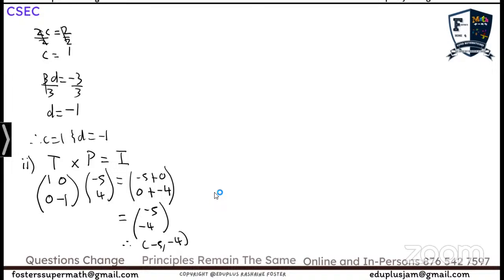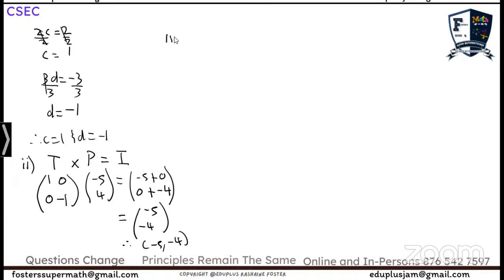And that's what CXC will do. If they give you a question where you're supposed to determine what the transformation is that maps something onto something, when you find that transformation, they are then going to require you to use it to find the image of a given point.